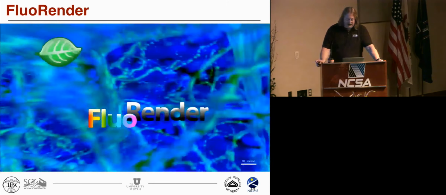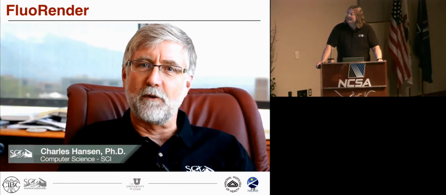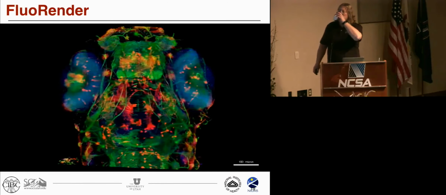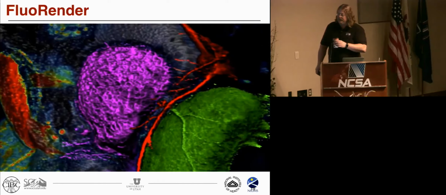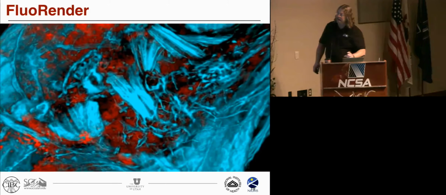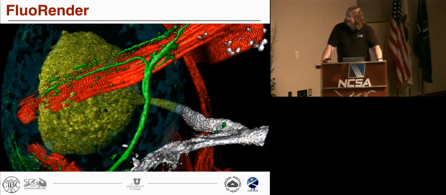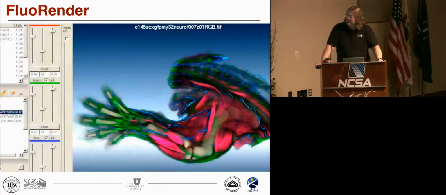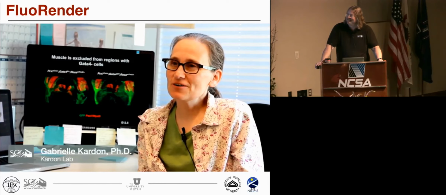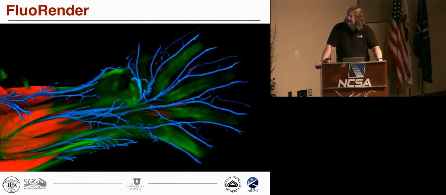All right, this is another example. FlowRender is a tool that was developed for confocal microscopy data, and it's focused on giving biologists an easy-to-use method for doing visualization and analysis of 3D confocal microscopy data. So Gabrielle Cardin here at the University of Utah has found that FlowRender is a valuable tool for her research in the Cardin lab. The Cardin lab works on congenital defects in muscle development, such as congenital diaphragmatic hernias.